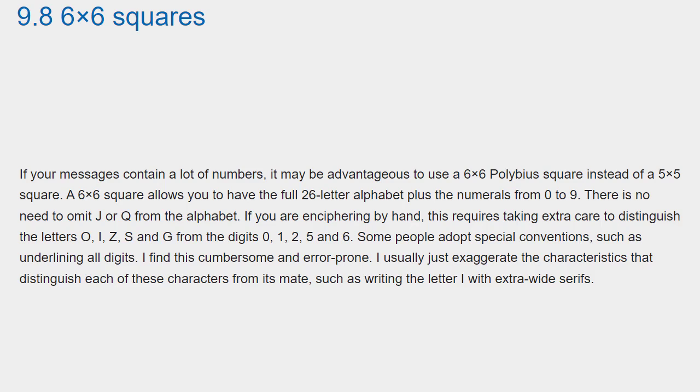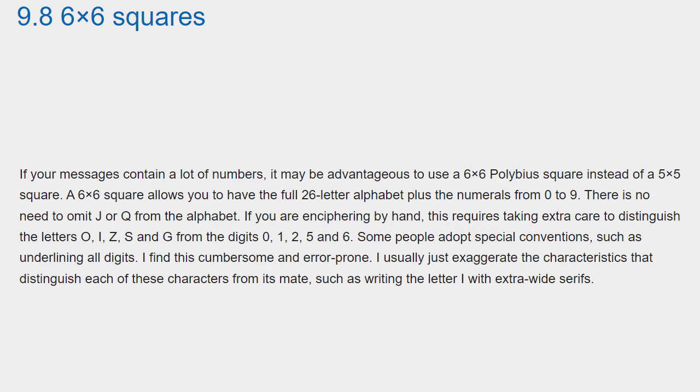Section 9.8. 6 by 6 squares. If your messages contain a lot of numbers, it may be advantageous to use a 6 by 6 Polybius square instead of a 5 by 5 square. A 6 by 6 square allows you to have the full 26-letter alphabet plus the numerals from 0 to 9. There is no need to omit J or Q from the alphabet.